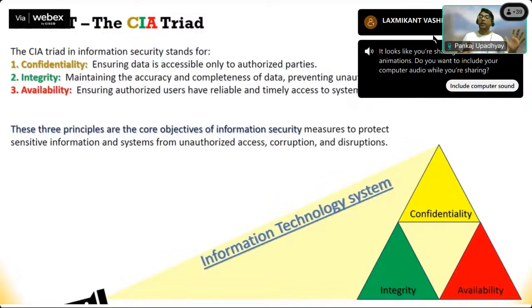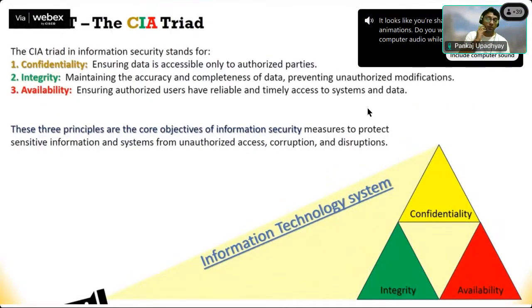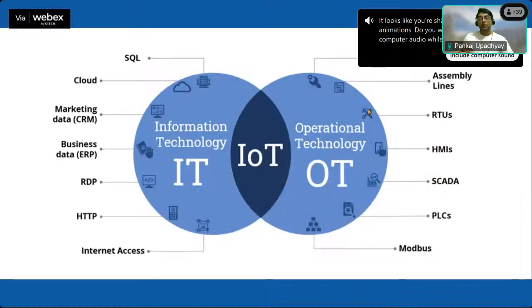When we are talking about IT, the CIA requirement will change in comparison to OT. Can you go back to the previous slide? So when we are talking about confidentiality, the CIA triad one.